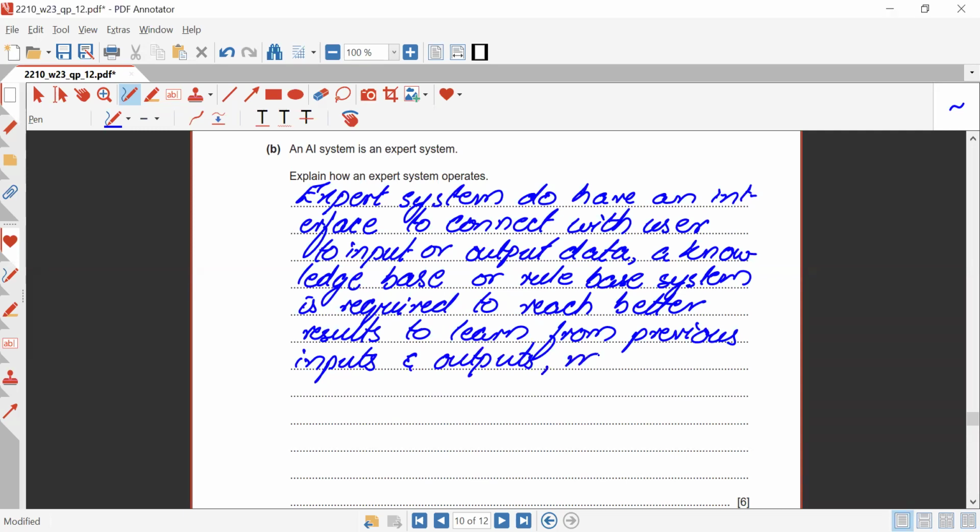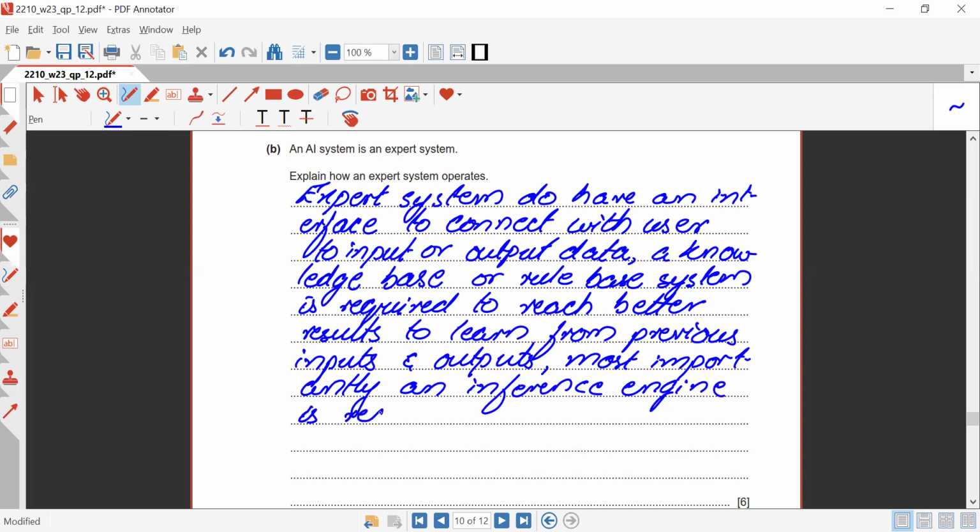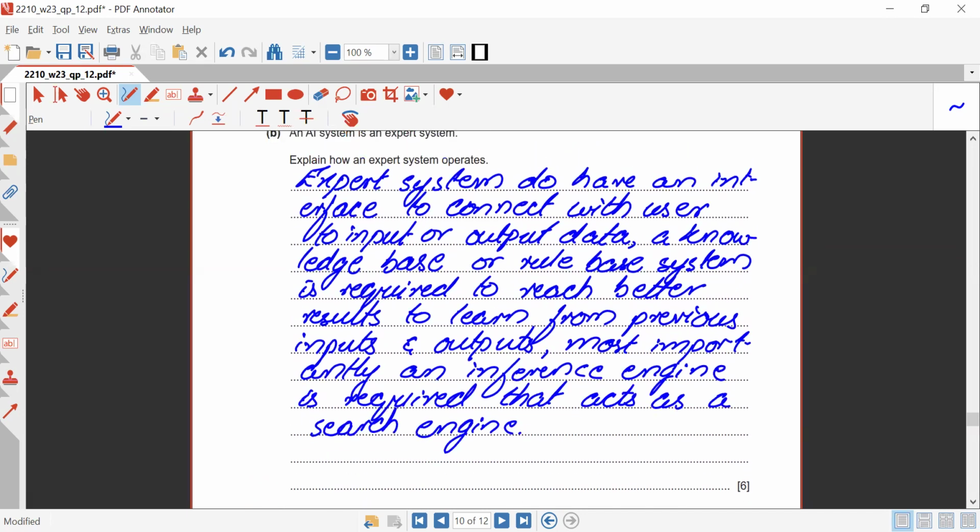Most importantly, an inference engine is required that acts as a search engine. So this is what you can write for the expert system, or how an expert system actually operates.